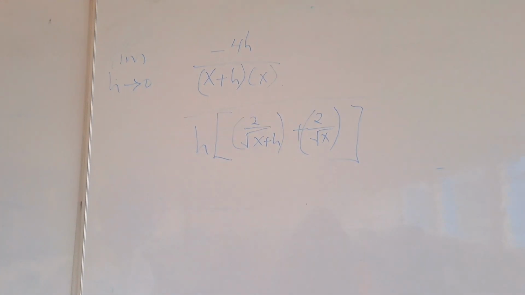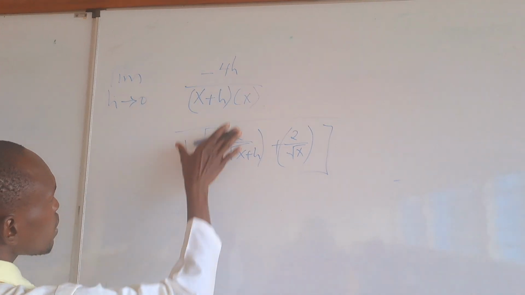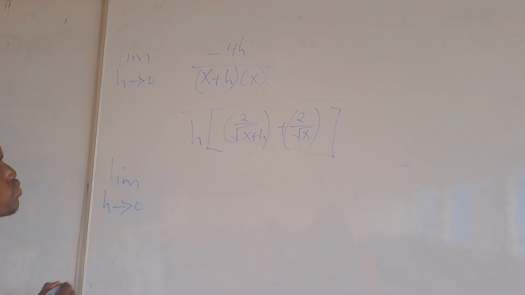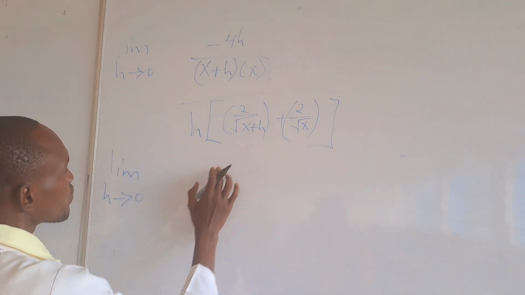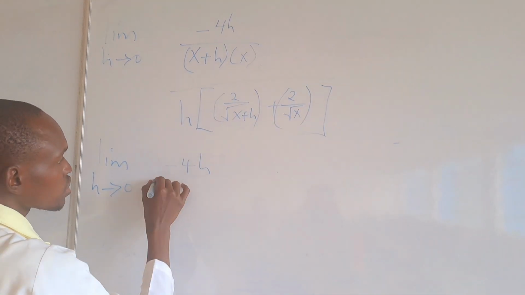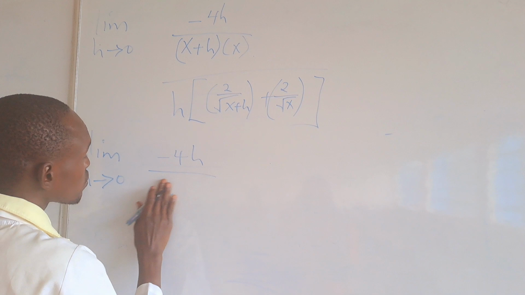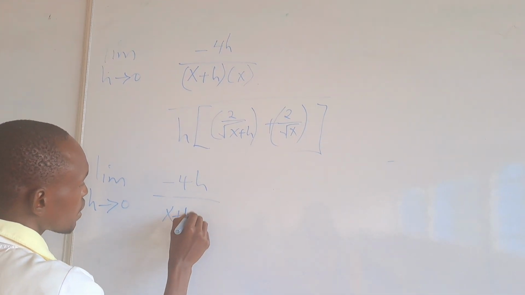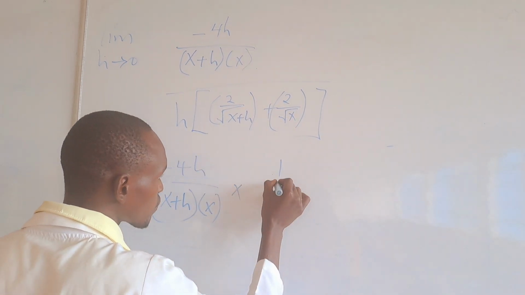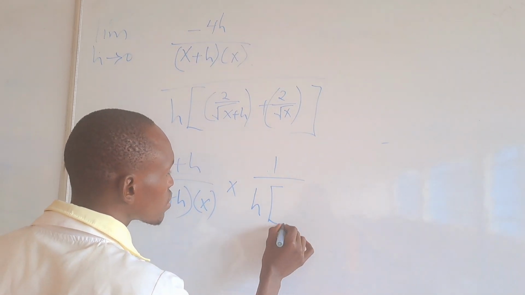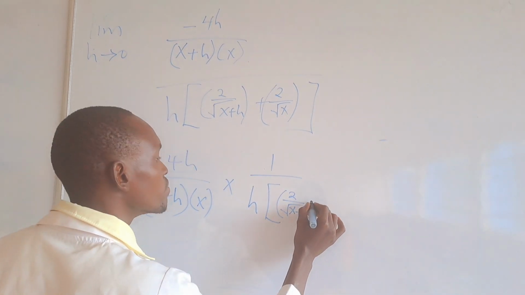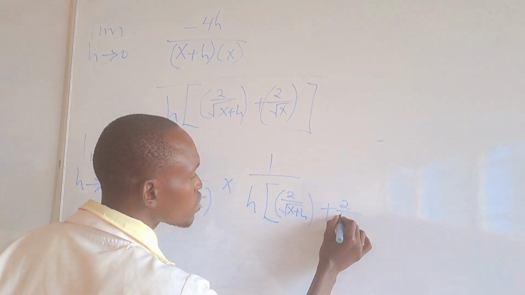Okay, so let's rewrite this. And for us to rewrite this, it will be the limit as h tends to 0 of all of these times the reciprocal of the denominator. So that will be negative 4h divided by x plus h multiplied by x, times the reciprocal of that, which will be 1 over h into 2 over root of x plus h, then plus 2 over root of x.